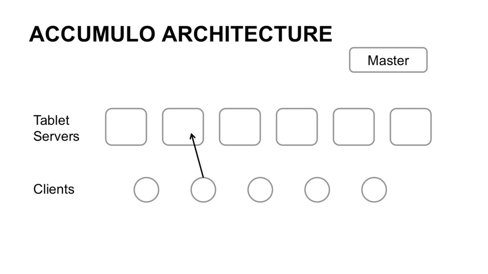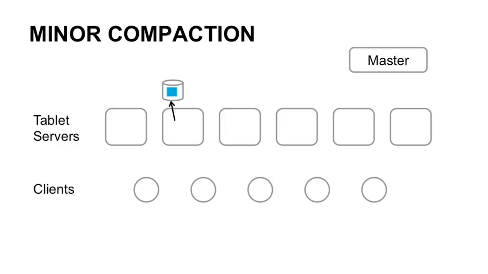Each tablet server can host up to hundreds or even thousands of tablets. Hosting a tablet involves storing and sorting the data that clients write to each tablet in memory, and occasionally flushing key value pairs from memory to disk, which is called a minor compaction. This frees up memory so a tablet server can start storing more key value pairs.